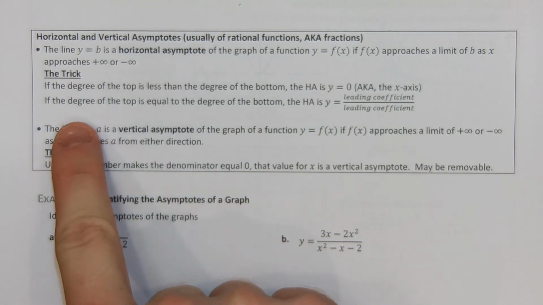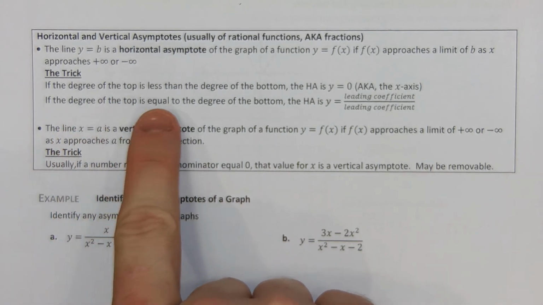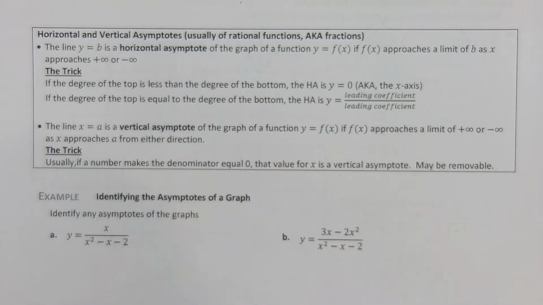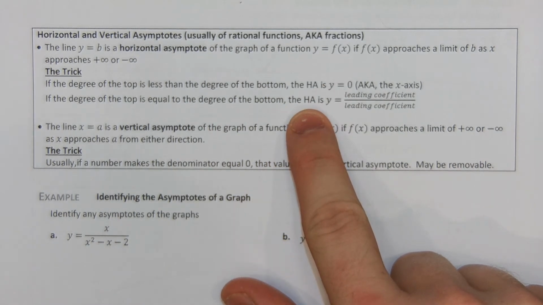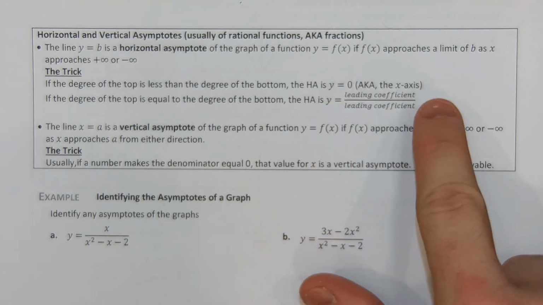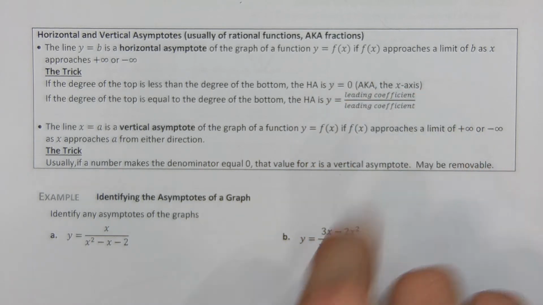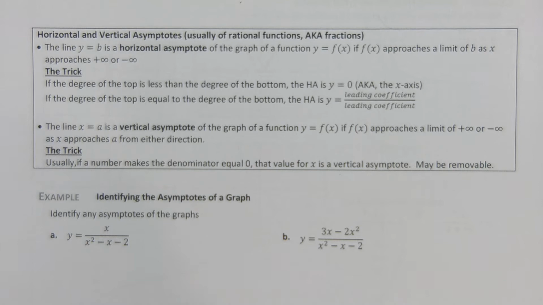Now, if the degree of the numerator is equal to the exponent of the bottom, then our horizontal asymptote can be found by saying y equals the leading coefficient of the numerator divided by the leading coefficient of the denominator. Mr. M, it seems like you missed a third option. What happens if the exponent on top is bigger? Very good question, me. We'll get back to that.